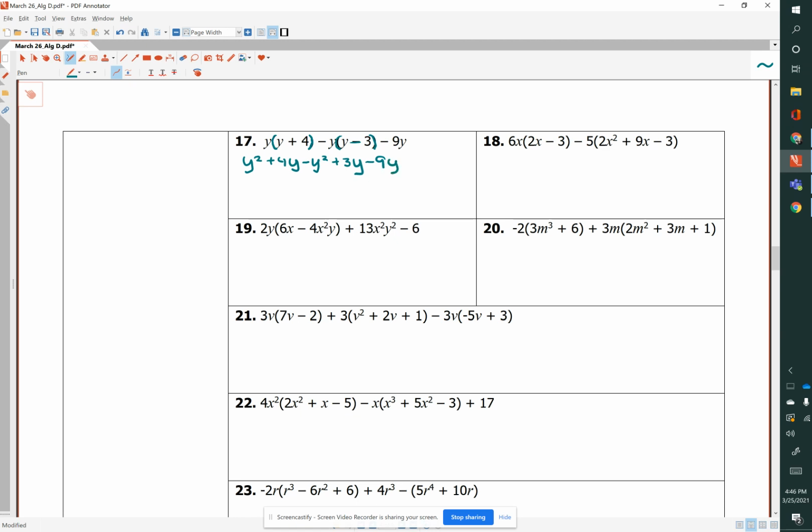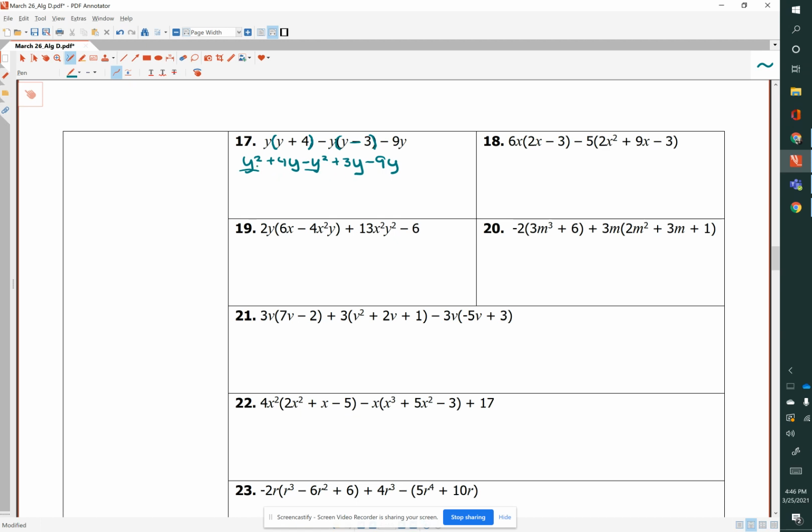So what can we combine, and how do we write this? So we're going to have our y squared terms first. So we've got y squared minus y squared.